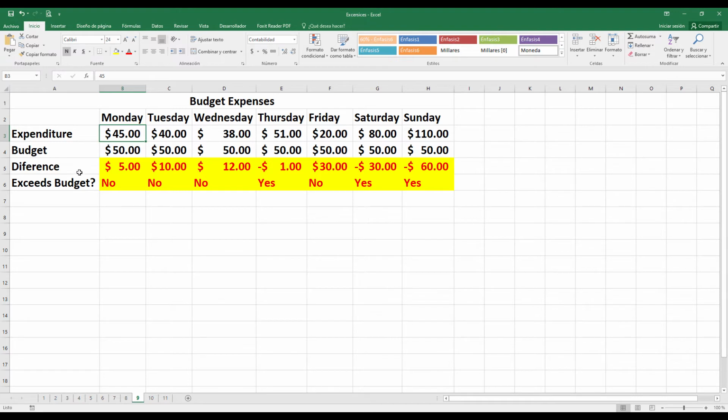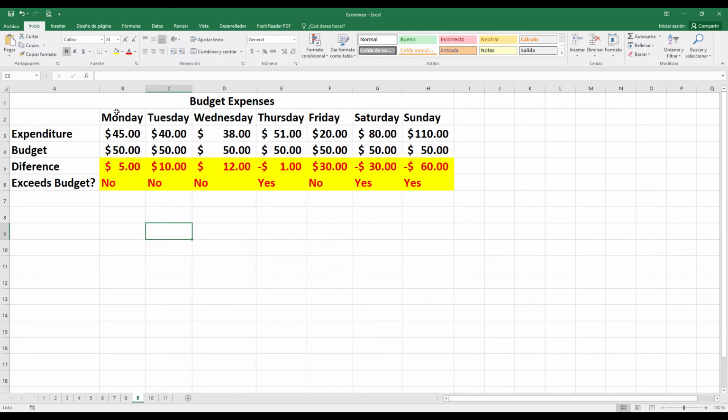Well, you will calculate the difference between expenditure and budget. How? The budget less than the expenditure, or your expense. Yes, so that is the formula here in difference for every day. How do you know if you exceed your budget? How? Using the IF formula. Yes, how?